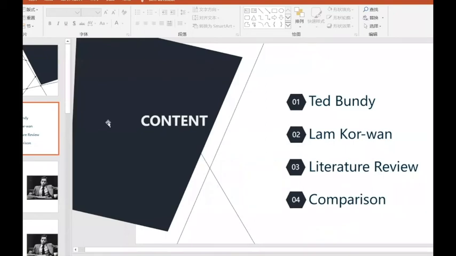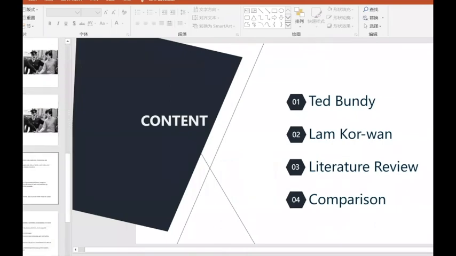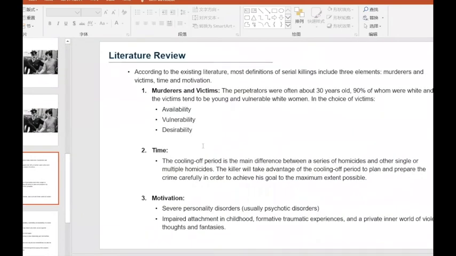Well, my part is literature review and comparison. According to the existing literature, most definitions of serial killings include 3 elements: murderers and victims, time and motivation.